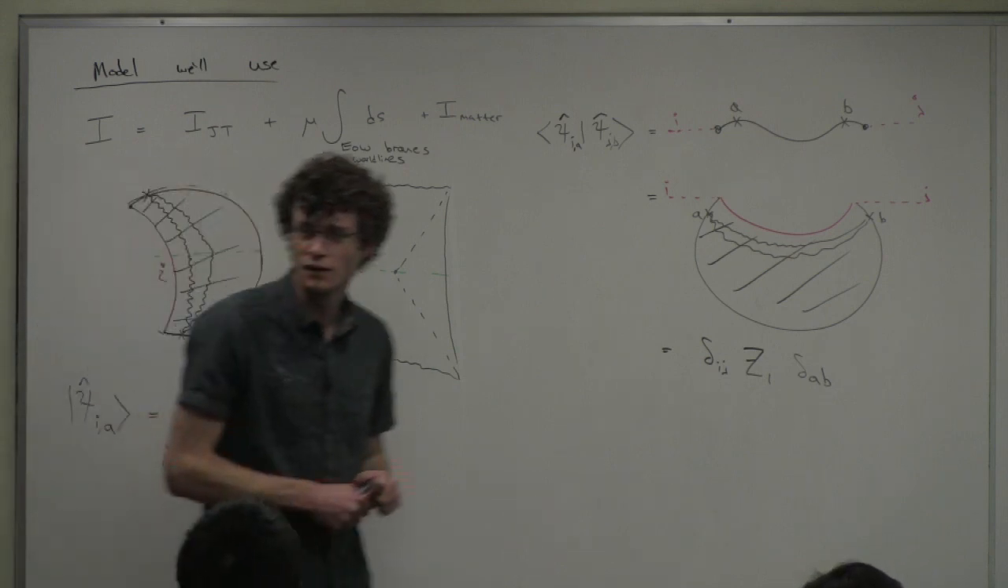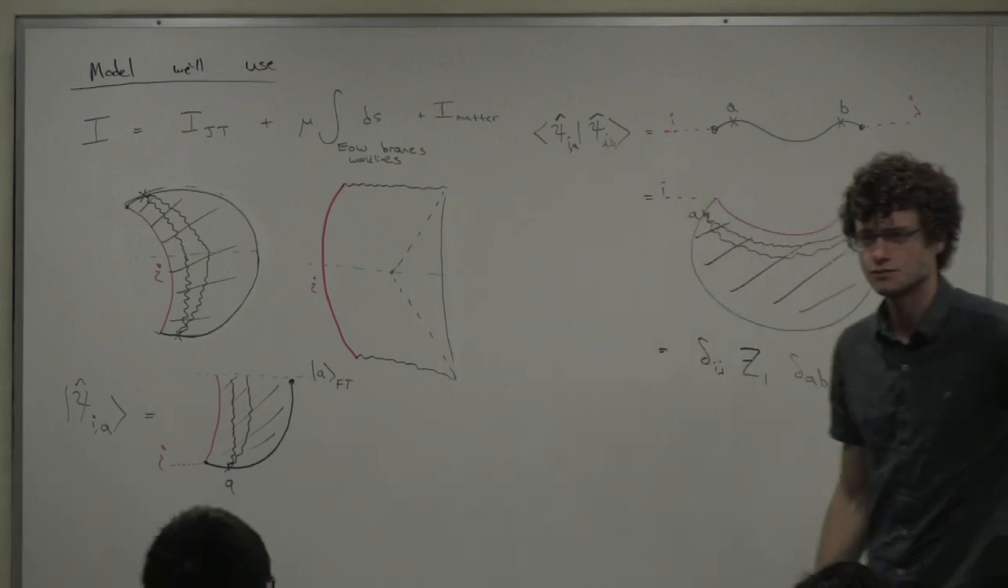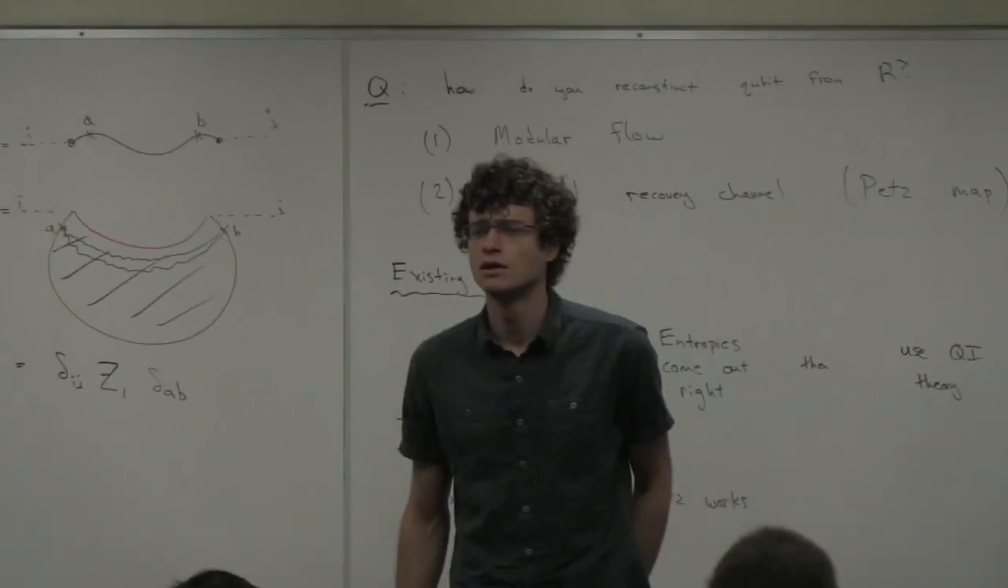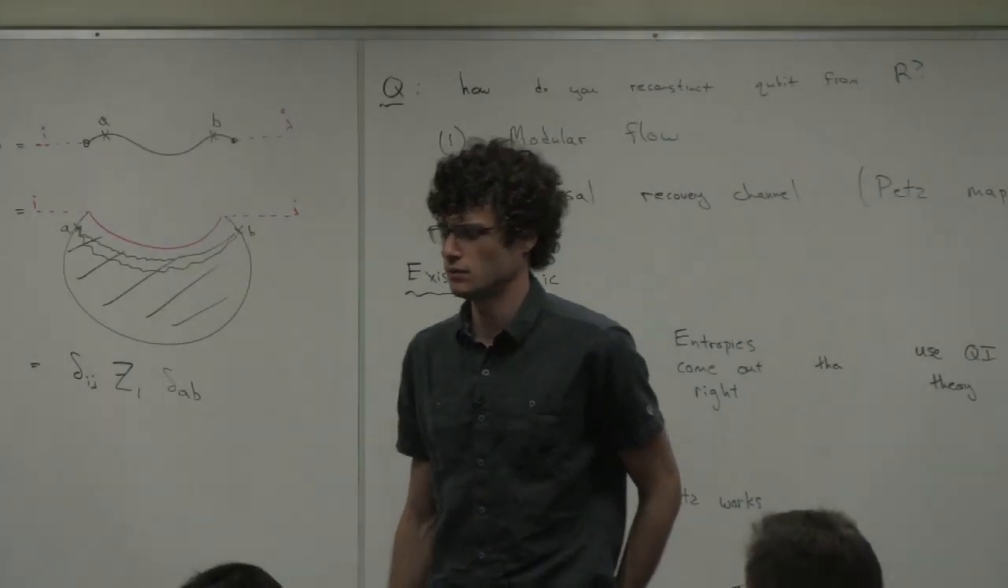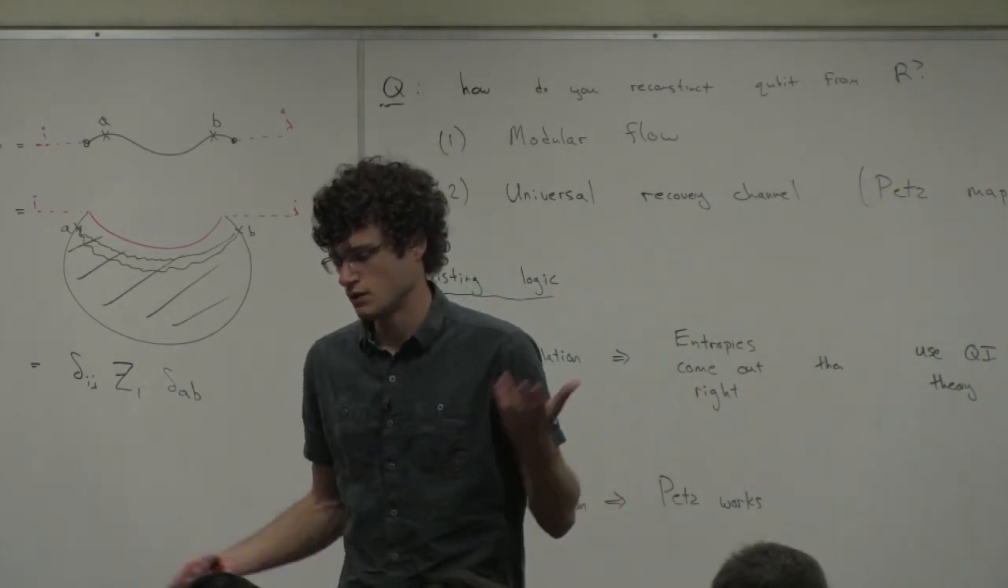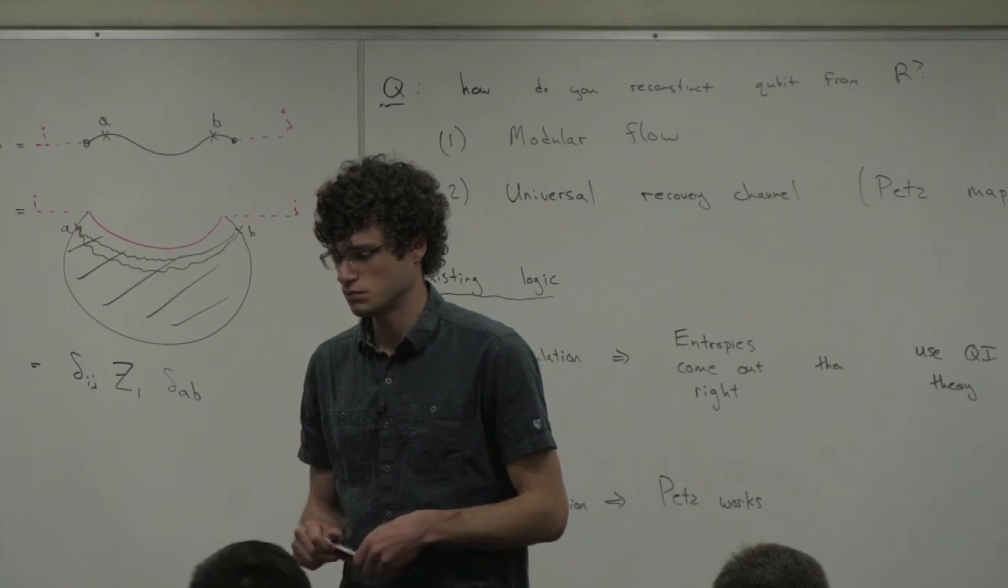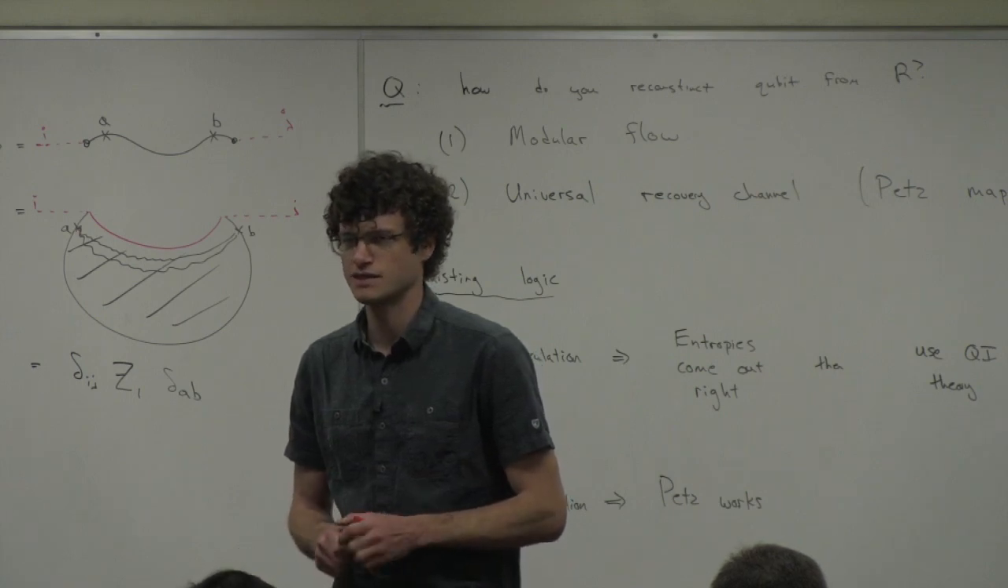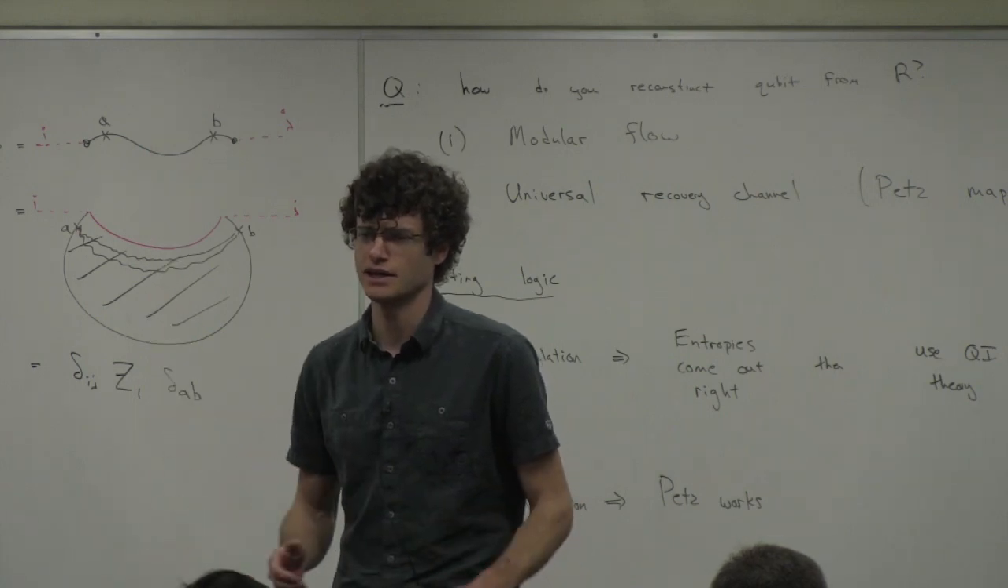Yeah? Are you imposing anywhere that the scalar in JT gravity be positive? No, it won't be too important for this discussion, but normally you integrate that scalar over a contour parallel to the imaginary axis.